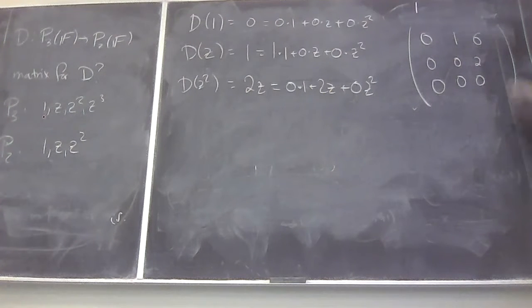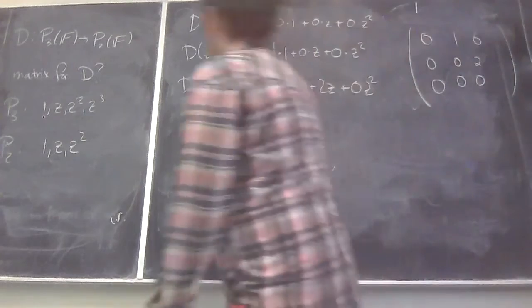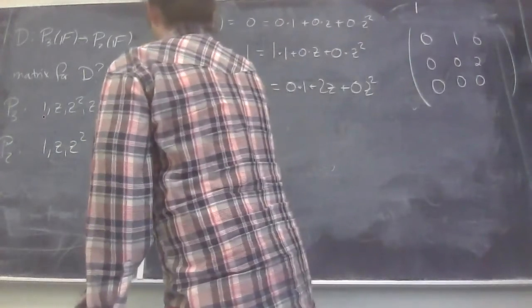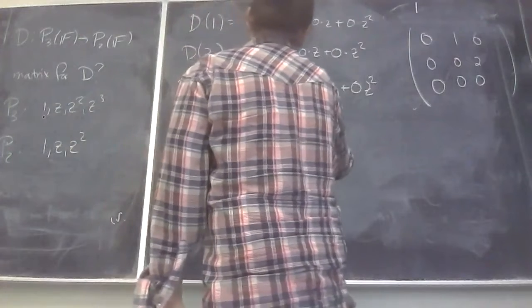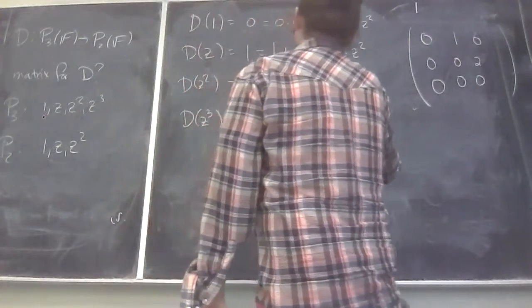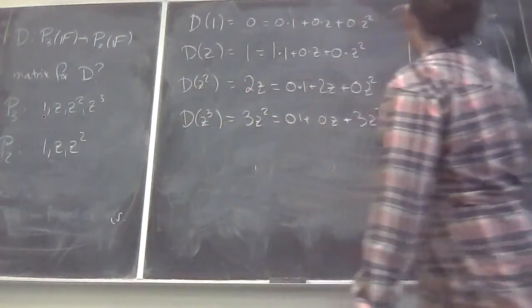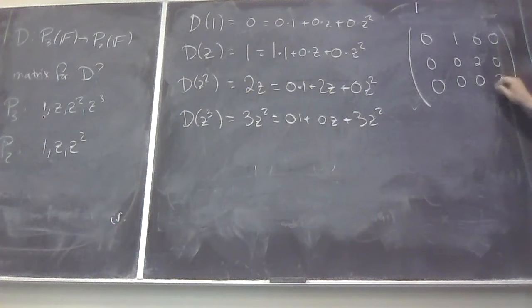Okay. No ones, not 6, sorry. No ones, 2 z's, 0 z squares. And then finally, d of z to the third is 3z squared, which is 0 1s, 0 z's, and 3z squared, which gets you the column 0, 0, 3.